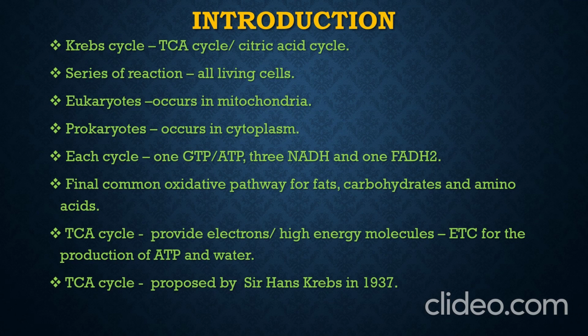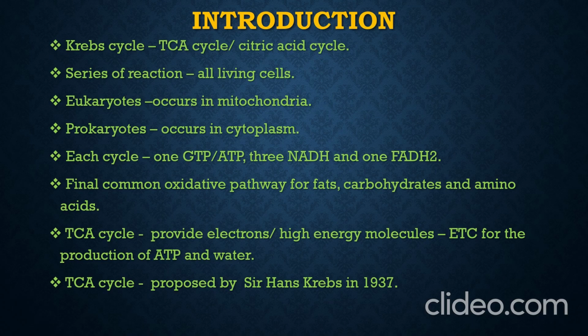It is a sequence of chemical reactions that use oxygen as part of cellular respiration in all living cells. In eukaryotes, the Krebs cycle occurs in the mitochondria, but in prokaryotes, it occurs in the cytoplasm. Each cycle yields one molecule of ATP, three NADH molecules, and one molecule of FADH2, and these are required to synthesize ATP for cellular respiration activities.